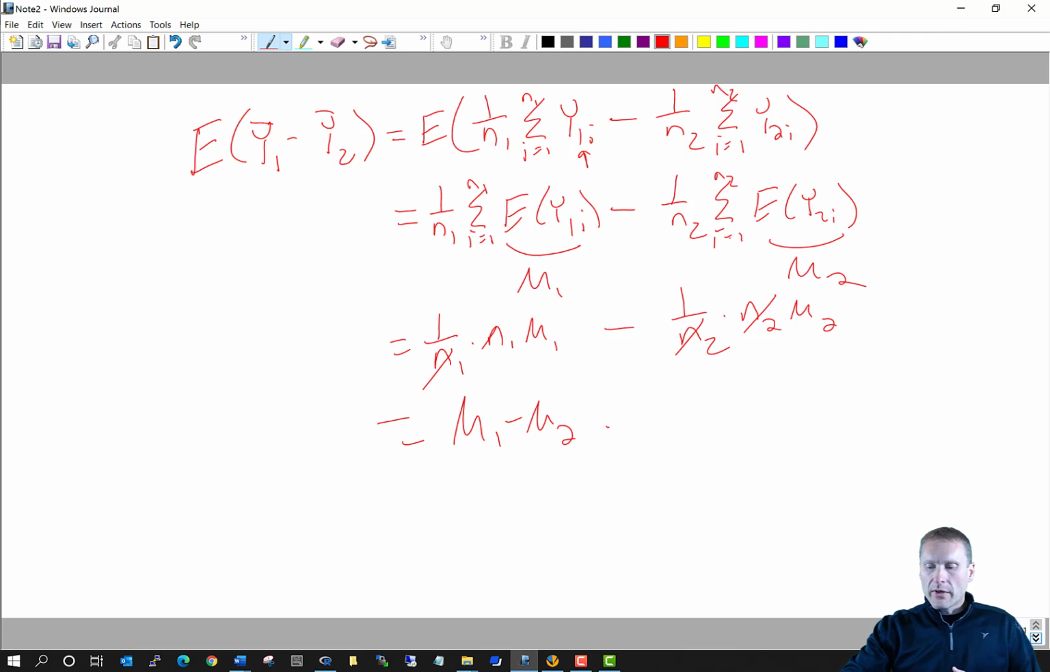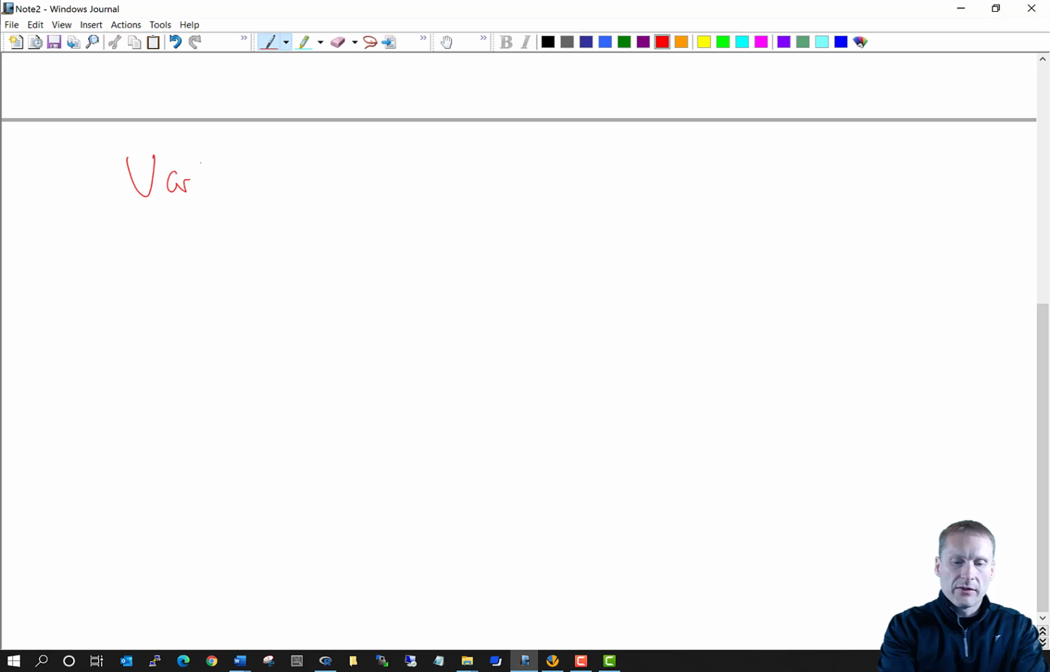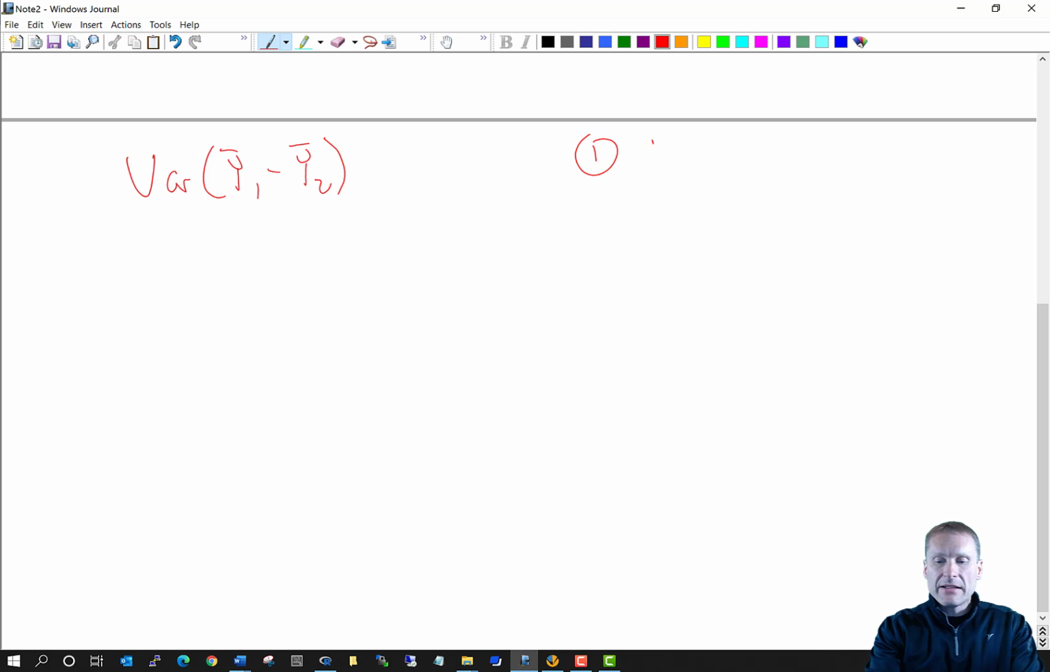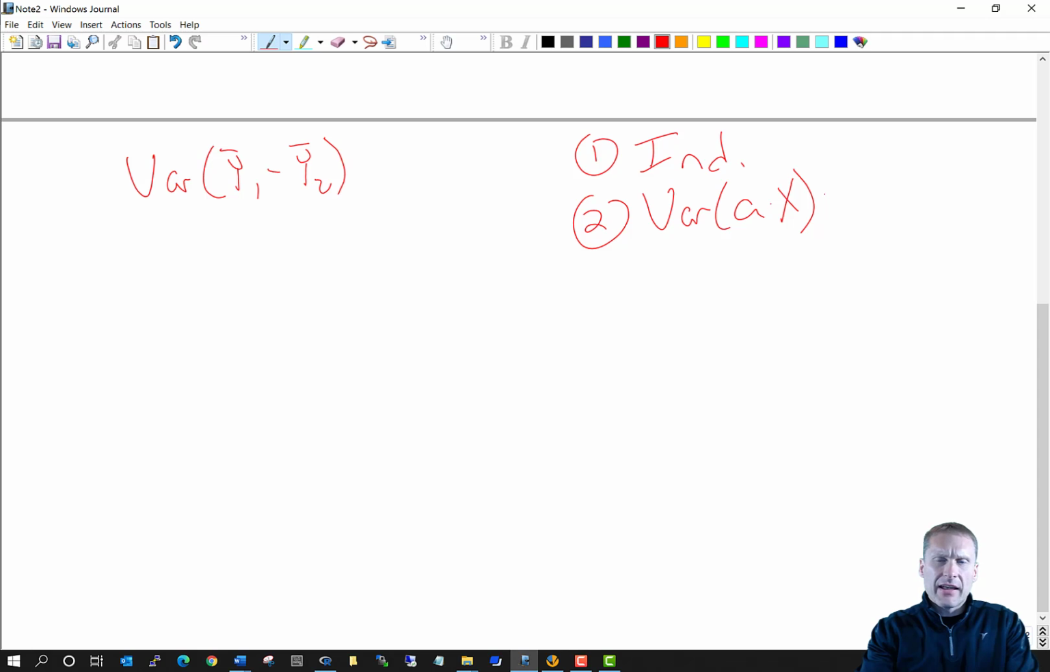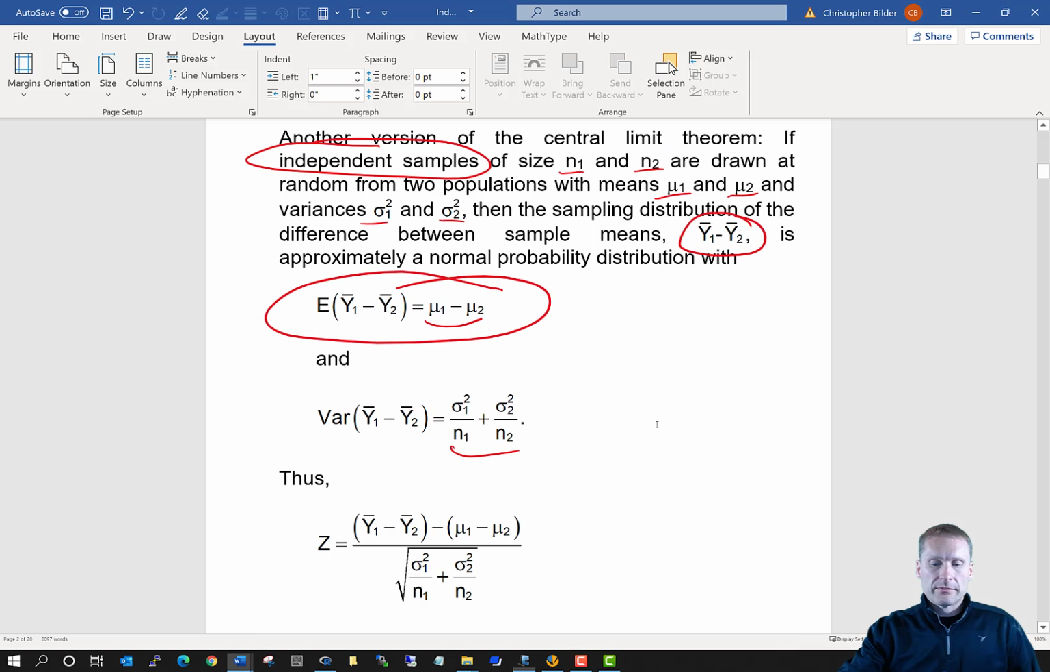Well, what about then the variance? So the variance of y bar 1 minus y bar 2. I want you to go through this on your own. What you're going to need to use is the fact that these y's are all independent of one another, so you don't have to worry about any covariances. And also remember that if you had the variance of a times x, where x is a random variable and a is a constant, this is equal to a squared times the variance of x. So please go through that on your own, and if you have problems, please let me know and we'll go through it.